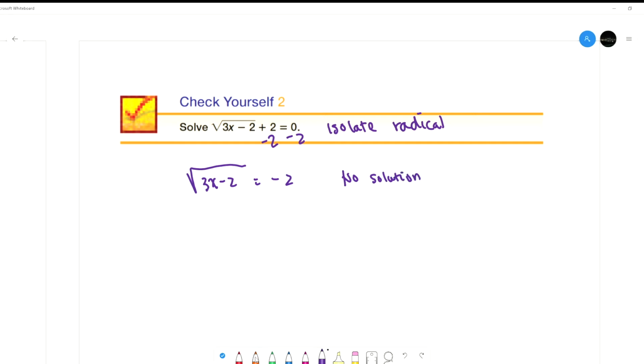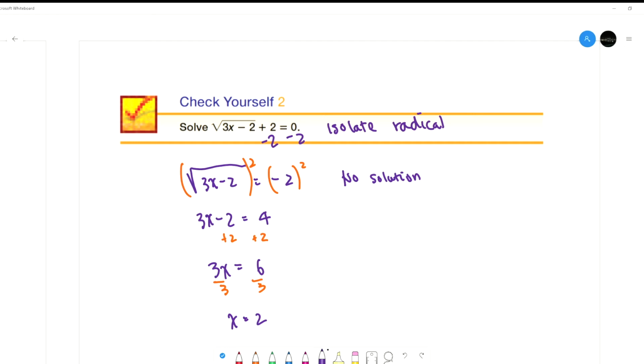But for the sake of practice, let's just do it. So I'm going to square both sides. Remember, a negative number needs to have parentheses around it when you square it. So I have 3x minus 2 is equal to positive 4, and we can add 2 to both sides. So now I have 3x is equal to positive 6. Then we divide by 3 on both sides, and we get x is equal to 2.